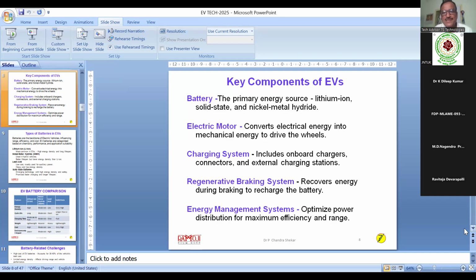Energy management system, optimize power distribution for maximum efficiency and range. What is here? There's a very good trick involved in that energy management. I was involved in one of the companies in developing the AI system for the energy management.